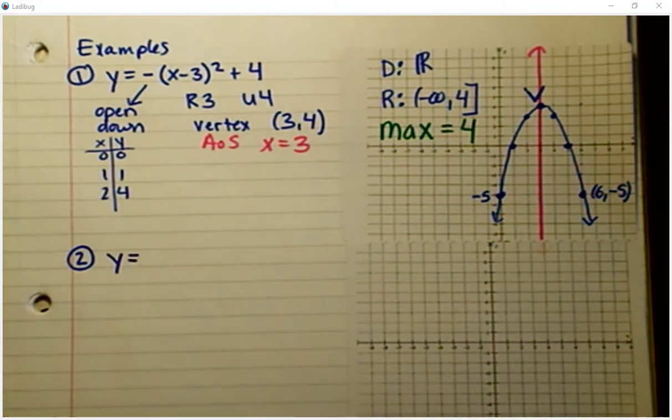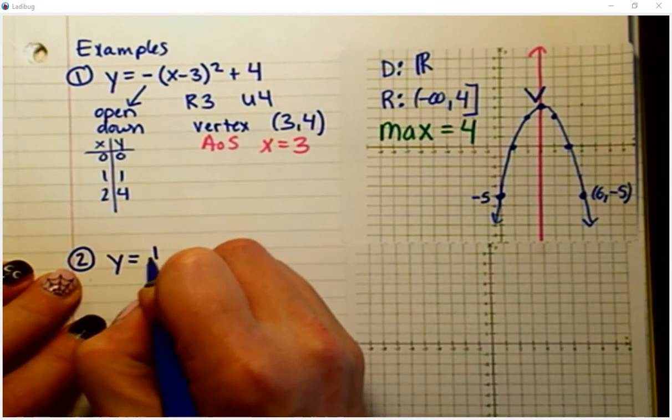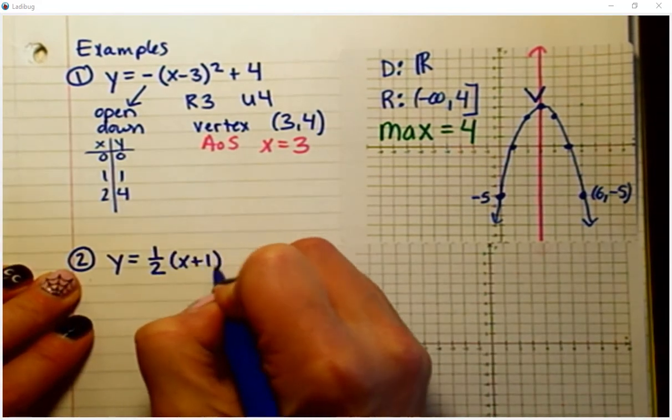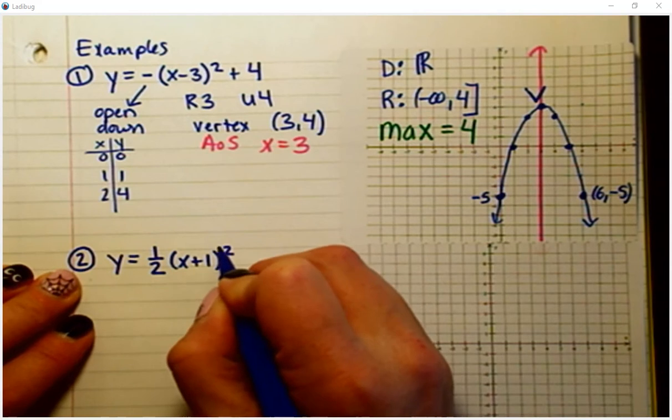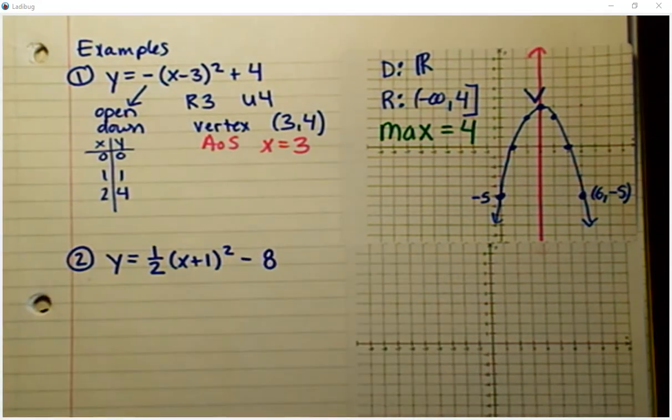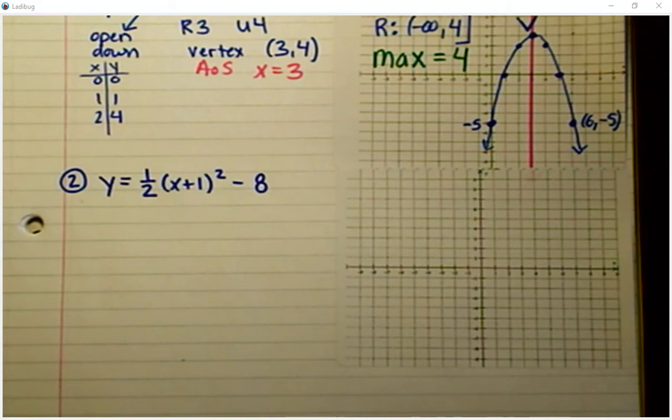Here you go. Next example. y equals 1/2 (x plus 1) squared minus 8. Okay, so I'm going to do the same thing with this one. I'm going to do the whole problem on the sheet protector, and then I'll walk you through it together, so you can see the whole thing, and then we'll put it together step by step.